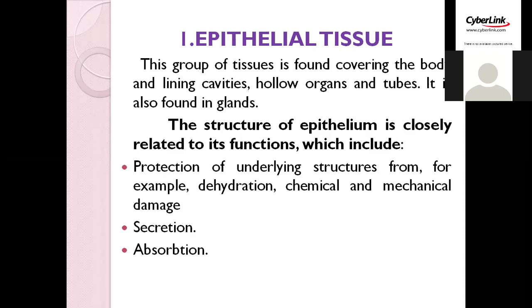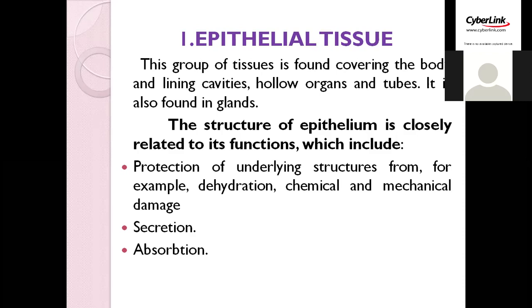The second is secretion. The epithelial tissue secretes certain hormones, and it also helps in the secretion of mucus and different types of enzymes. All this is done by the epithelial tissue. And the third one is absorption. Especially in the digestive system, which you'll learn later in the digestive system chapter.